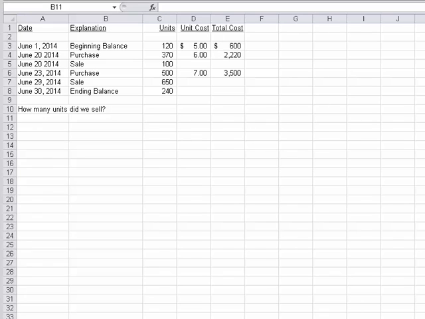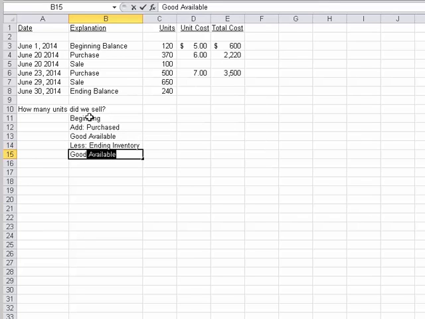Okay, well let's figure out how many units we sold. And let's use this little formula. Take the beginning, then we're going to add what we purchased, and that will give us goods available, or simply available, less ending inventory would give us goods sold.